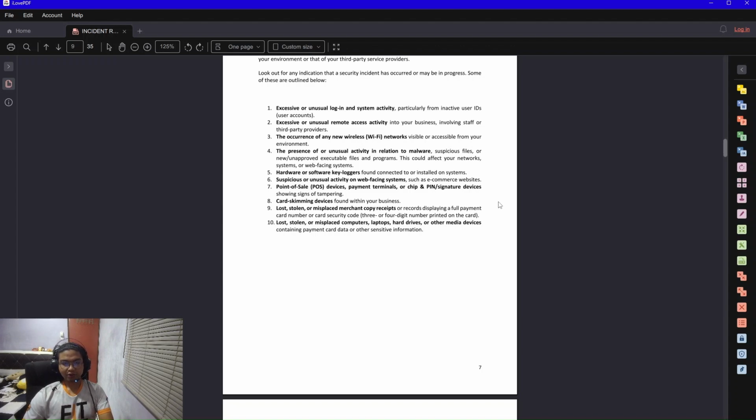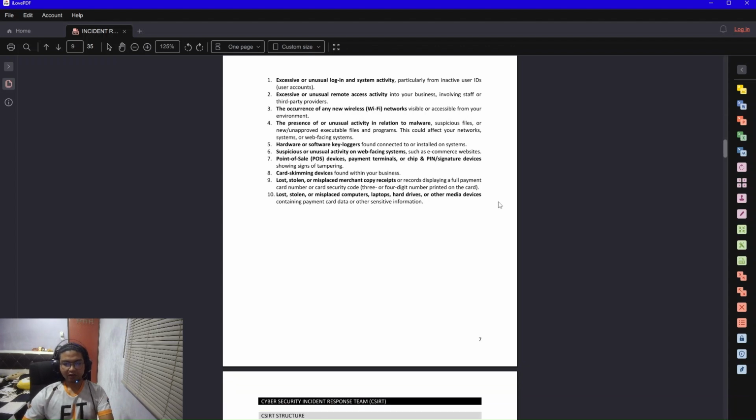card skimming devices, which can be found within a business, lost, stolen or misplaced merchant copy receipts, or records displaying a full payment card number or card security code. Lost, stolen or misplaced computers, laptops, hard drives or other media devices containing payment card data or other sensitive information.